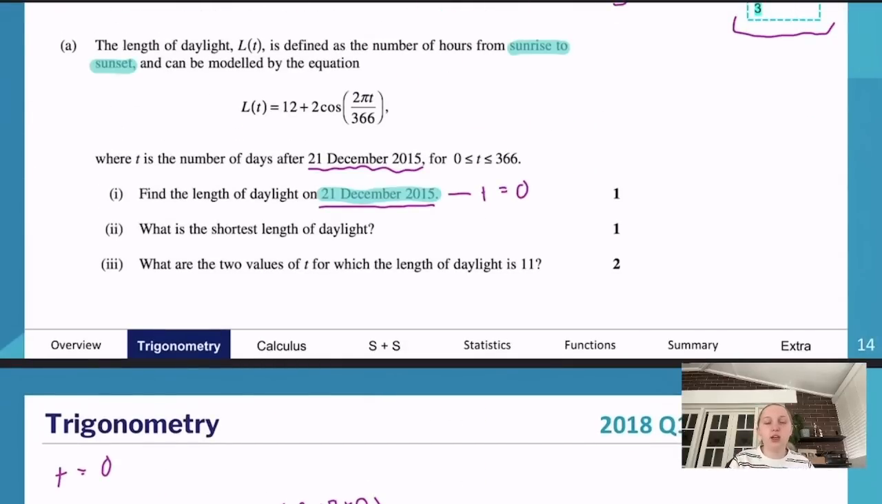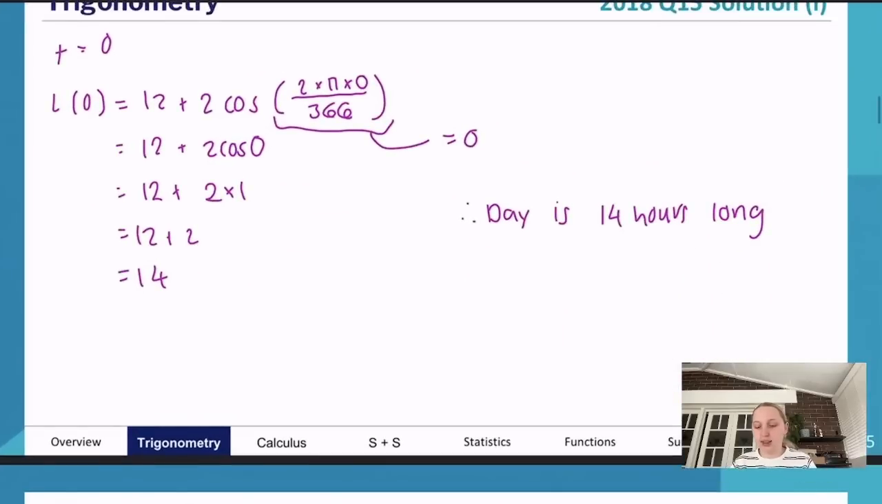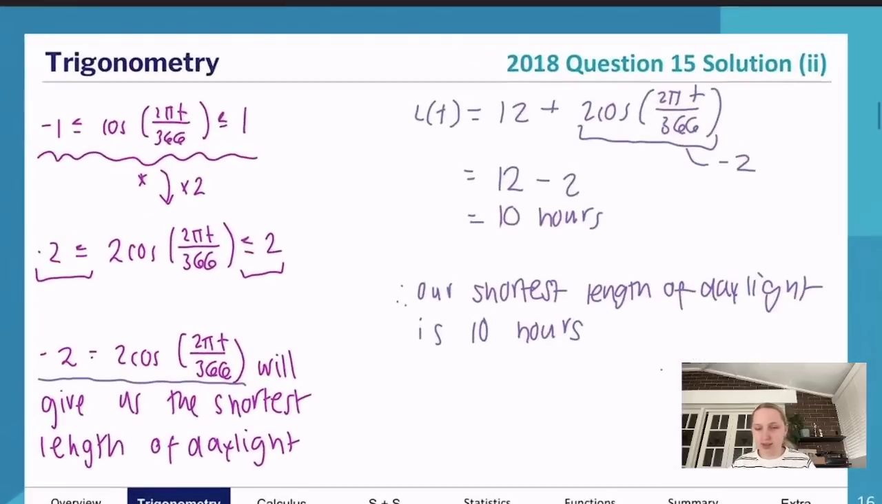Right, so with these questions, when they're asking about what is the shortest length of daylight, they're asking for an actual thing, you do want to be giving, I guess, not really a sentence, but a worded answer at the end, like, therefore the day is 14 hours long, or, therefore the shortest length of daylight is 10 hours, and actually write that out rather than leaving it here.